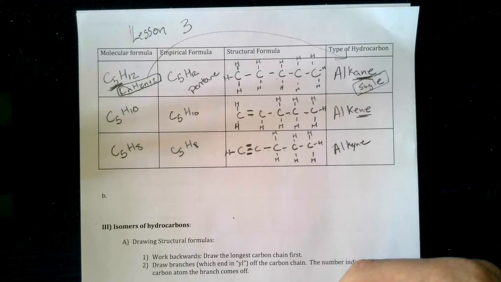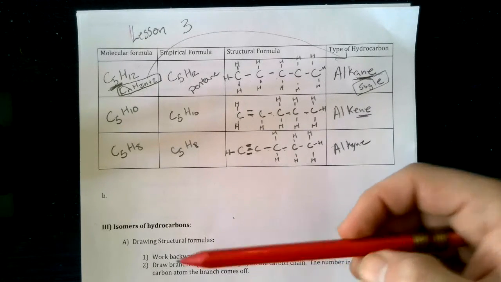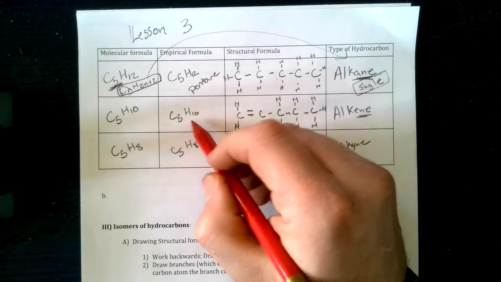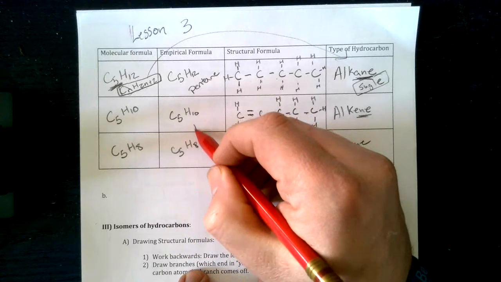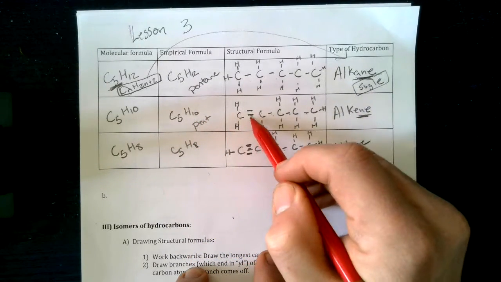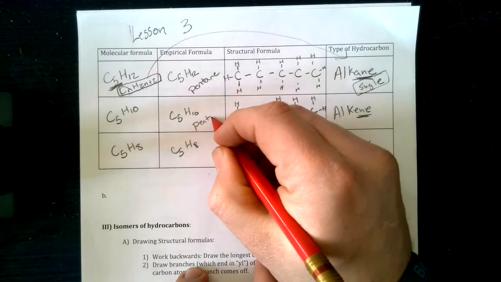Now, the second part of this, we're going to get a little bit more complicated, and we're going to do that in a second. But I just wanted to go back here and add to the fact that C5H10 is also a pent prefix, but because it's an alkene, because it has a double bond, it's not pentane, it's pentene.